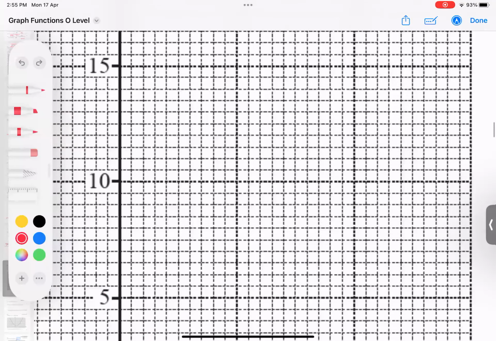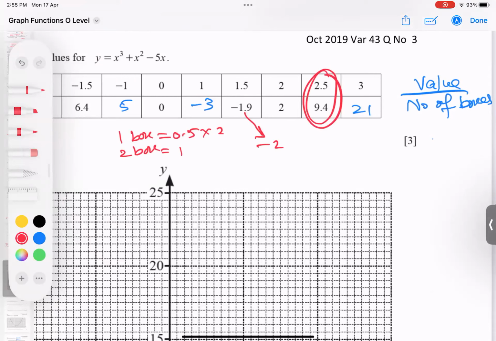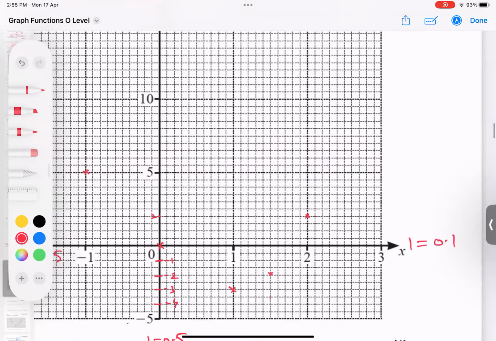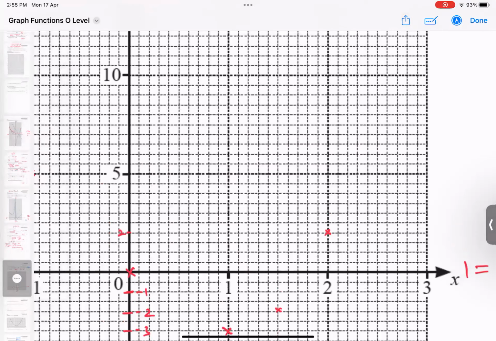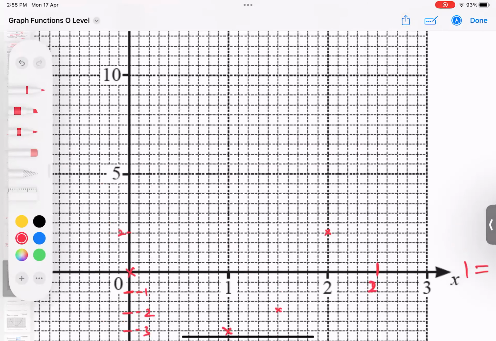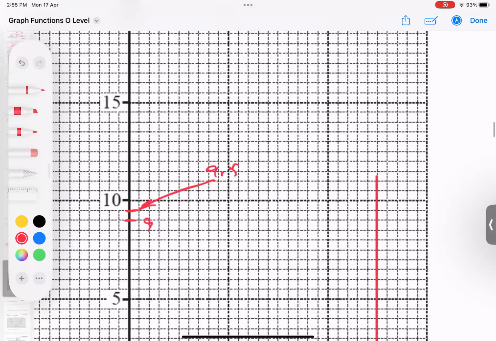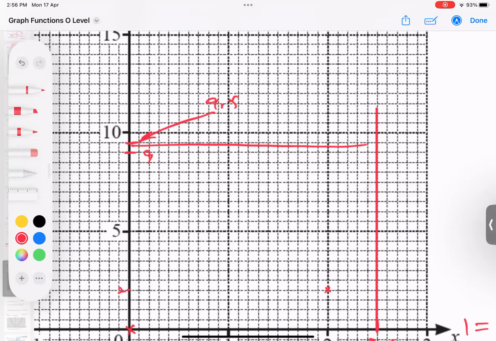And then I go for the next part, 2.5 and 9.4. 9.4 is close to 9.5. So 2.5 and 9.4. 2.5 is where? 2.5 is here. Where is 9.5? There's a 9, there's a 10, and 9.5 is here. But I'm looking for 9.4, so slightly below. I think the point is very clear. I'm erasing it.